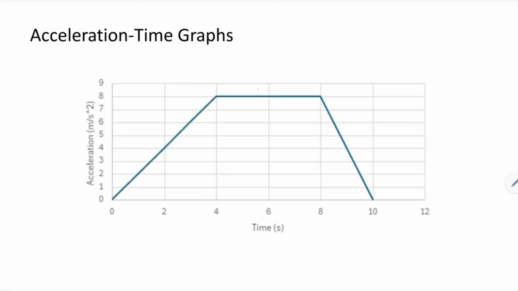We're going to be going on to acceleration time graphs. So for these acceleration time graphs, you only need to know the horizontal, number 2, and that is going to be a constant acceleration, as it's still accelerating at 8 meters per second squared, and so it will stay the same.